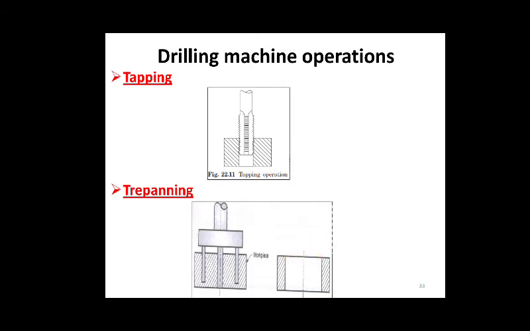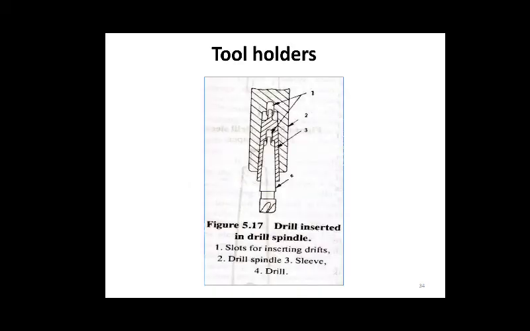Now next we'll see the tool holders. Tool holders, as you can see, spindle sleeves. It has Morse taper 1:20, rotation due to friction between taper surface and spindle, positive drive. Tongue fits in slot at the end of taper hole, and the removal of drill is by pressing a drift in the slotted hole of a spindle.